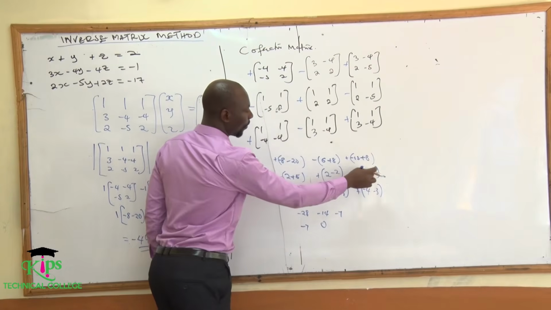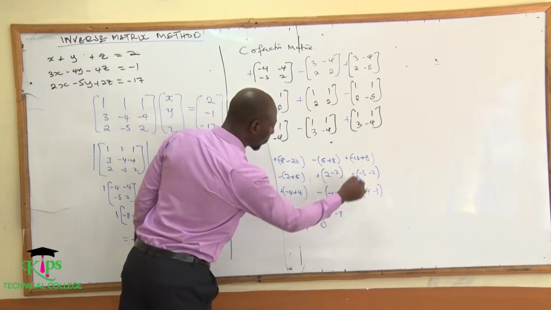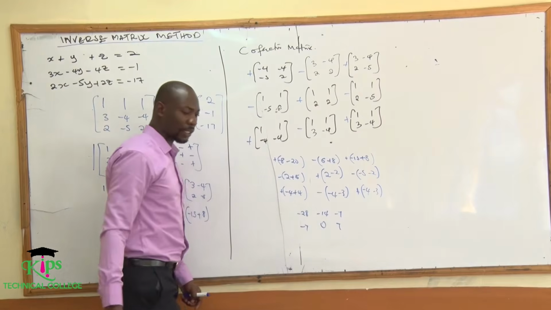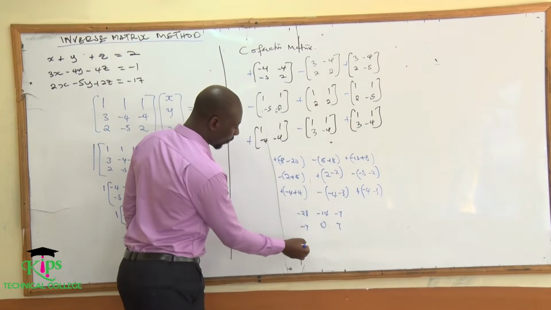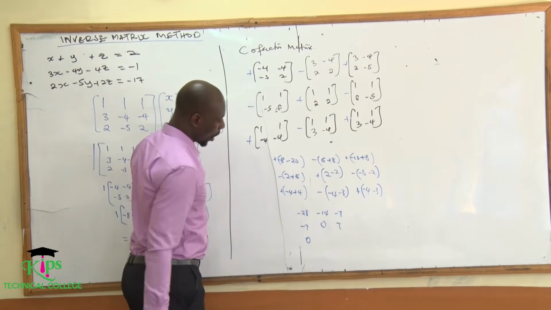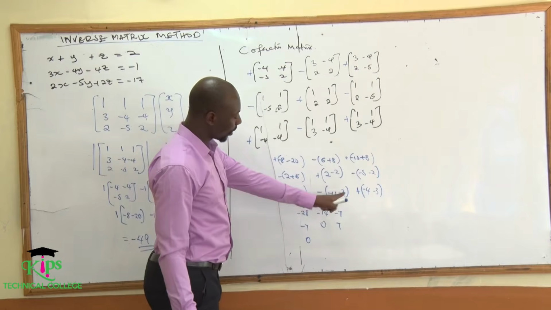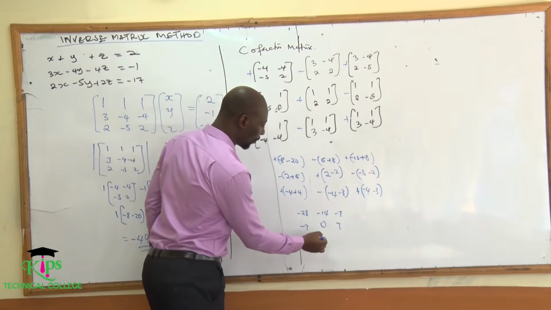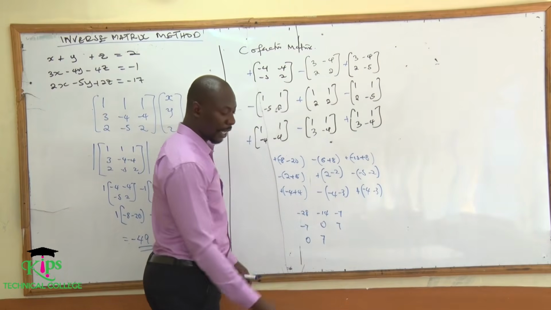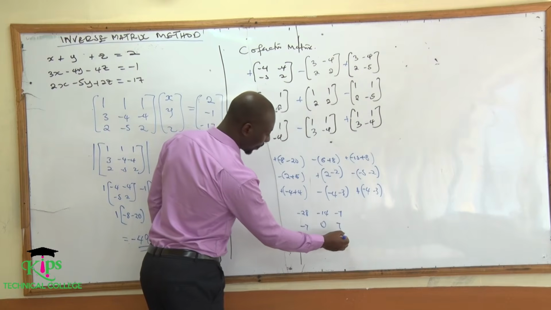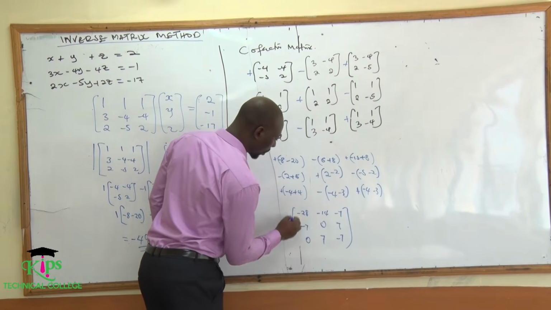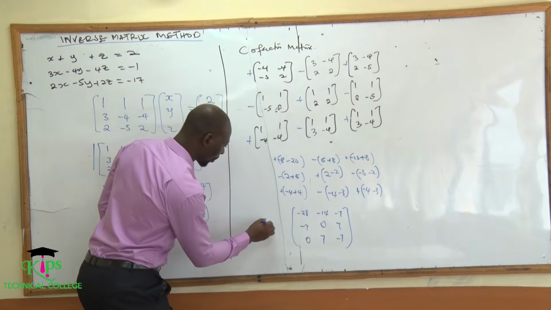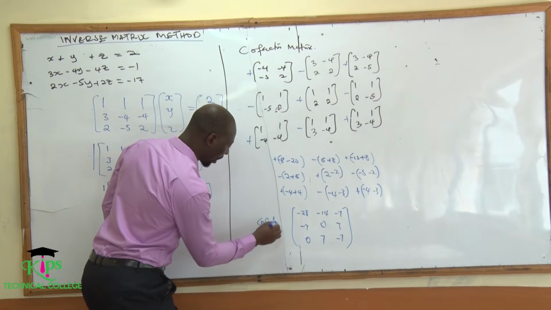This is negative 5 minus 5. That's negative 7 times the positive sign gives you positive 7 outside. Then this one is positive 4 and negative 4 gives you 0. Then this is negative 7 times negative outside gives you positive 7. Then the last term is negative 7. So this is what we call the cofactor matrix.